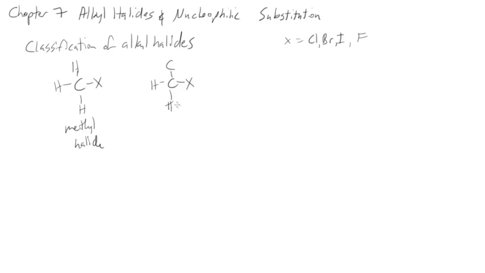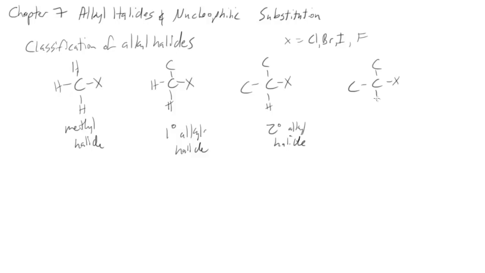X just means one of the halogens. So if I have a halogen bonded to a carbon and one other carbon, this would be a primary alkyl halide. If I have CX with two other carbons and one hydrogen, that would be a secondary alkyl halide. And if I have a carbon with a halogen and all other carbons bonded to it with no hydrogen, that would be a tertiary alkyl halide.